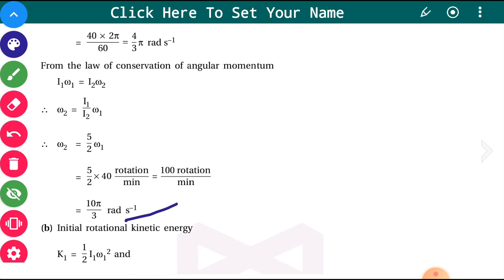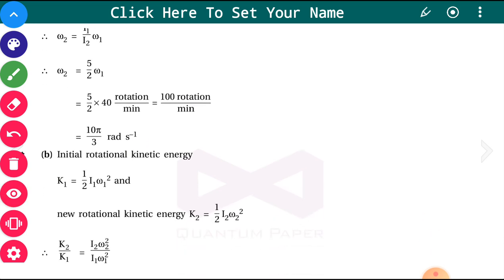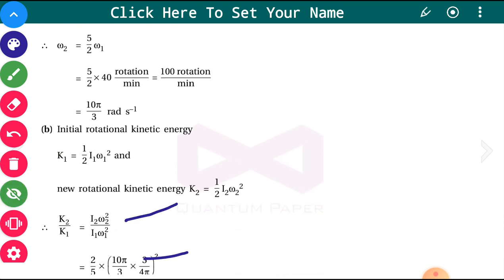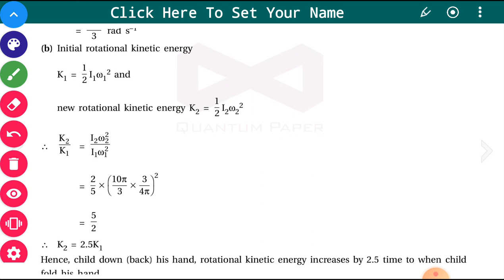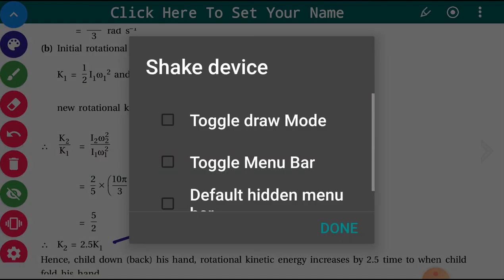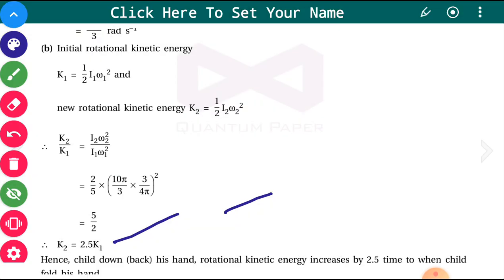Now the initial rotational kinetic energy K1 is 1/2 I1 omega 1 square. The final is 1/2 I2 omega 2 square. Take the ratio. Again it is very easy. I2 upon I1 times omega 2 square upon omega 1 square, and if you place these values, you get the answer 5 by 2. So K2 is 2.5 times K1.